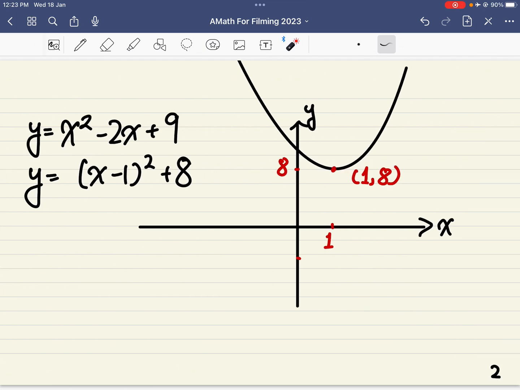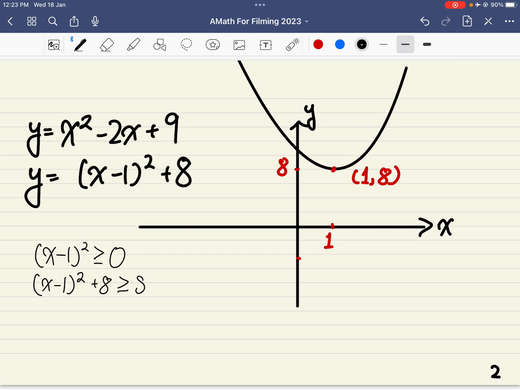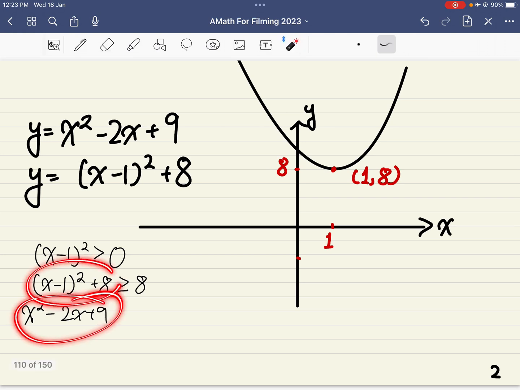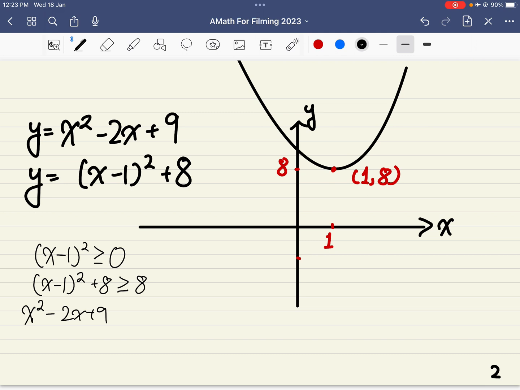Okay, I give you another example now. These are my own examples. x squared minus 2x plus 9. What I've done here is I've completed the square. I've written it in the completed square form. So again, what I'll say is this. x minus 1 squared will always be greater than or equal to 0. I've explained the logic there. Hence, x minus 1 squared plus 8 will be greater than or equal to 8. So it implies that x squared minus 2x plus 9, why? This and this are equivalent values. x squared minus 2x plus 9 is always greater than or equal to 8.